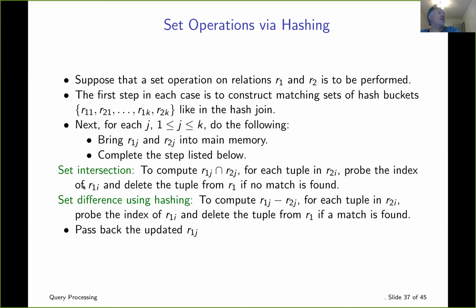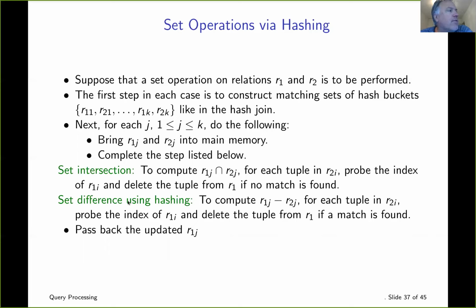I'm sorry, but it was right the way it was. I'll have to think about it. I think there's something weird going on here, because what we're going to return back is the corresponding hash bucket for R1. So with the intersection, we have to do the other side of the intersection: if it's in R1 but not in R2. So for each tuple in R1 sub i, instead probe the index of R2 and delete the tuple from R1 if no match is found. Yeah, that would be the fix, or there's a typo here.